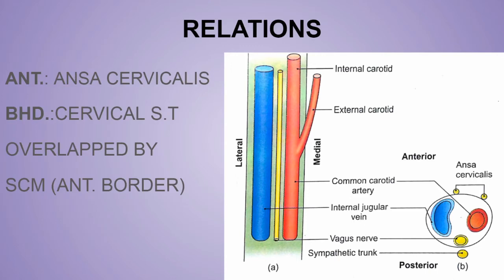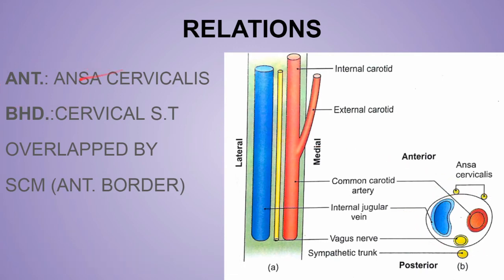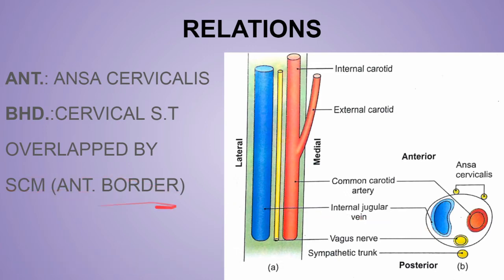Now the relations of the carotid sheath. To understand this, just look at this cross sectional diagram. Anteriorly, it has a relation with the ansa cervicalis. In the posterior part, you can see the sympathetic trunk behind the sheath. Also, the sheath is overlapped by the anterior border of the sternocleidomastoid muscle and is fused to the layers of the deep cervical fascia.